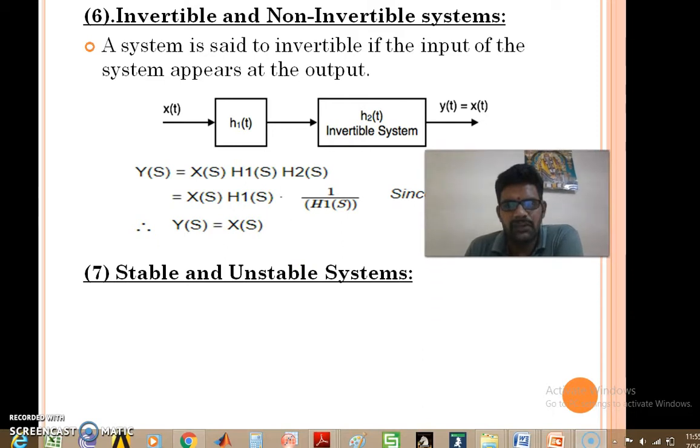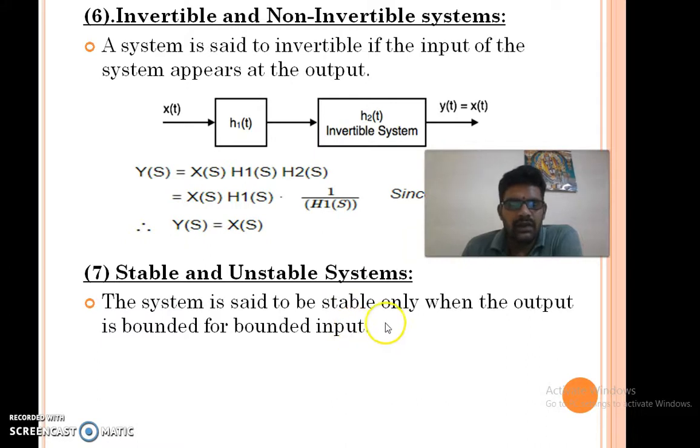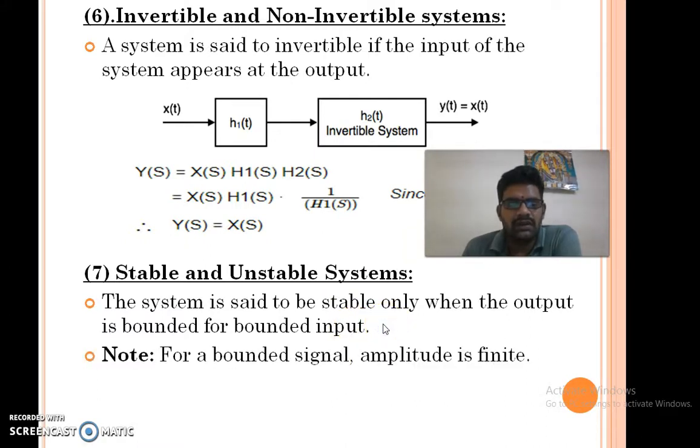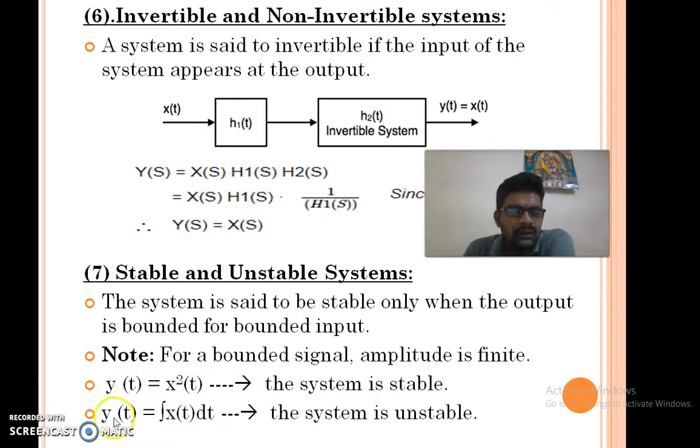Stable and unstable system. For a bounded input, if the output is bounded, then the system is stable. That is also called a BIBO system. If a bounded input produces unbounded output, that is an unstable system. For example, y of t is equal to x square of t. Here input x of t is bounded, output y of t is also bounded, so the system is stable. Suppose y of t is equal to the integral of x of t, with no limits. Then the system is unstable.